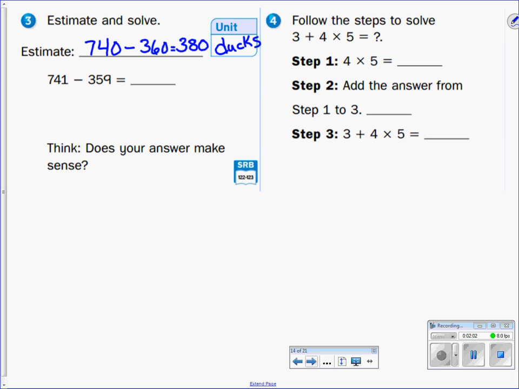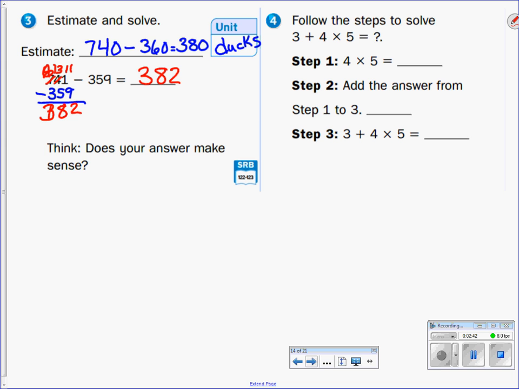Okay, and then I want to check my answer. 741 minus 359. And boys and girls, once again, use whichever strategy you feel comfortable with when you're subtracting. I'm going to use the basic algorithm here. So 11 minus 9 is 2. 13 minus 5 is 8, and 4 minus 3 is... or 4, that's not 7, that's 6 minus 3. Gosh, sorry about that. It's 382. So my answer is 382.